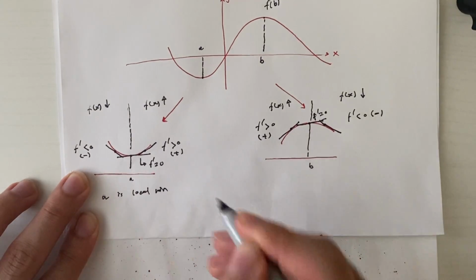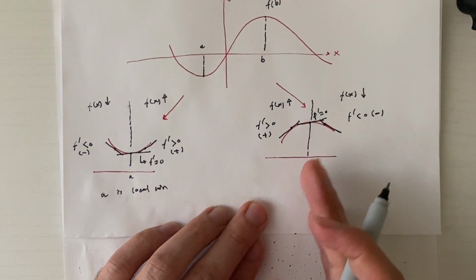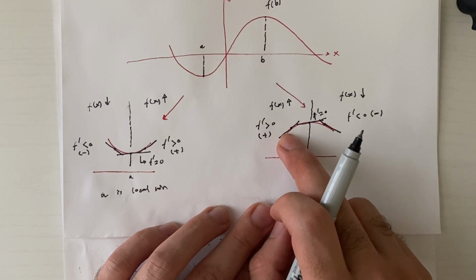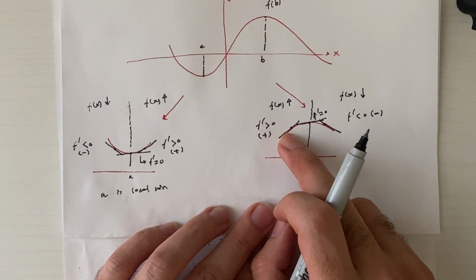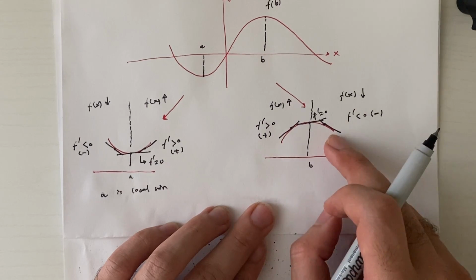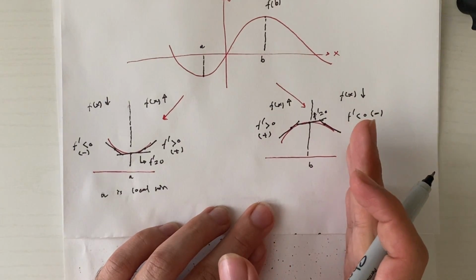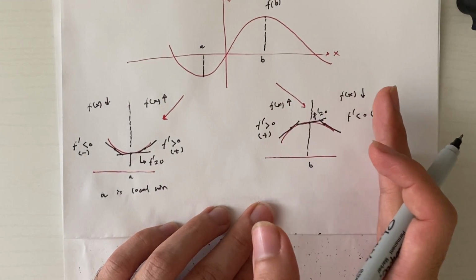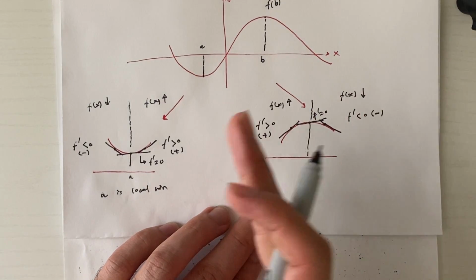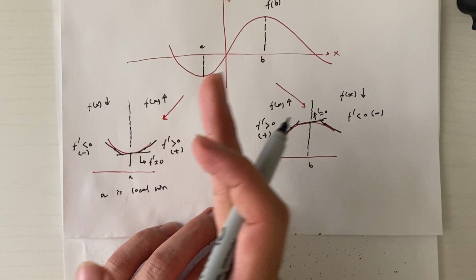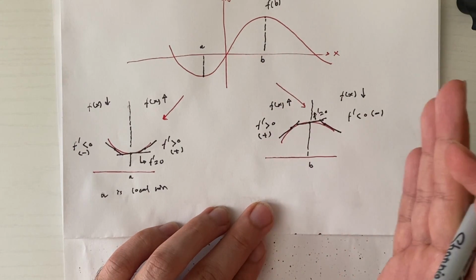And here when we go to b, we notice that the derivative on the left side is positive, and on the right side the derivative is negative. So when we go from positive to negative, the point is going to be a local maximum. Therefore, b is a local maximum.